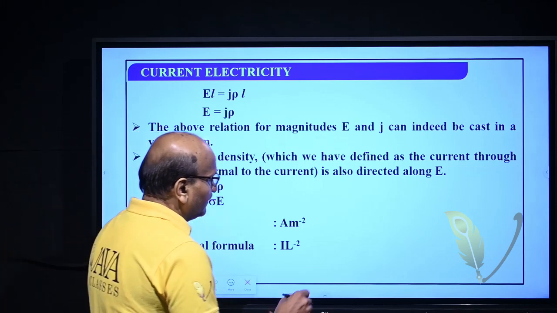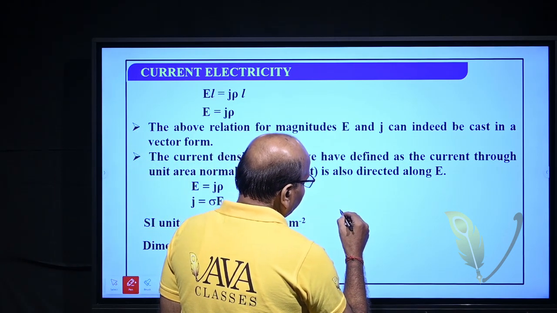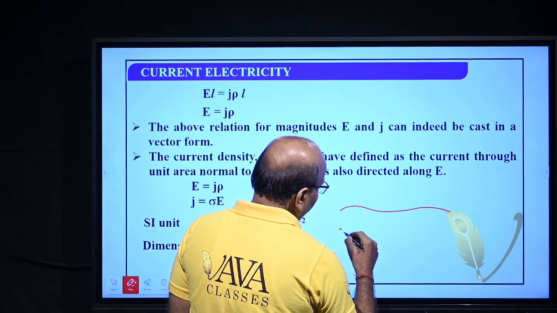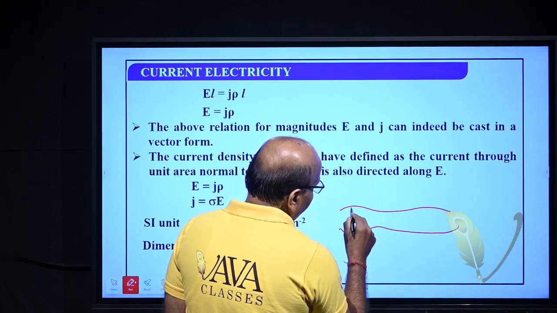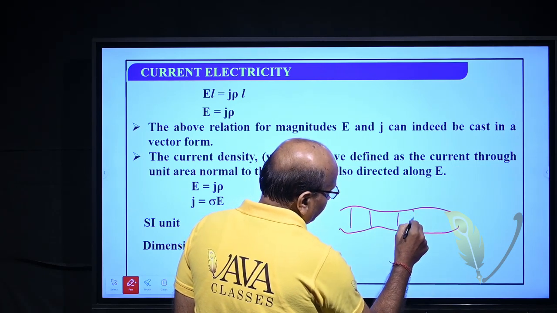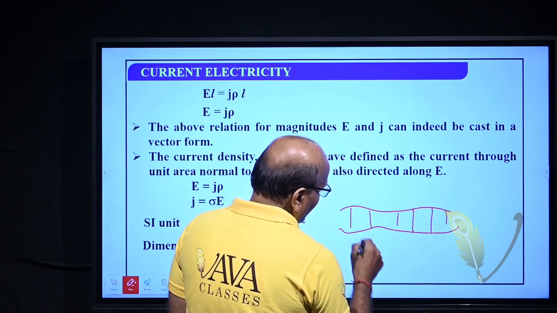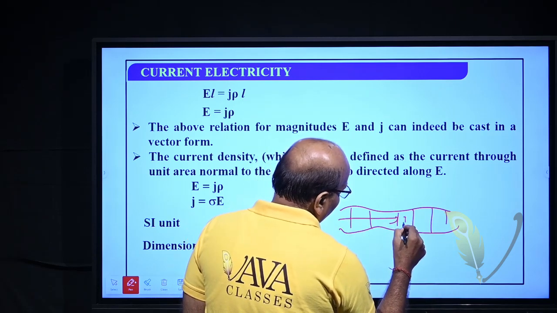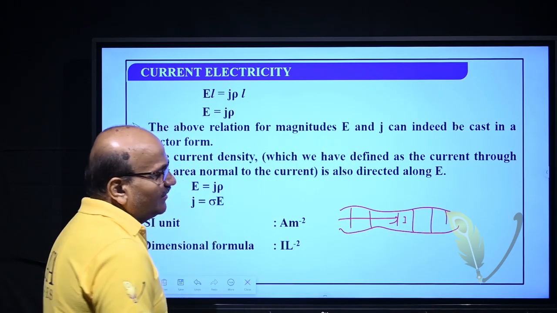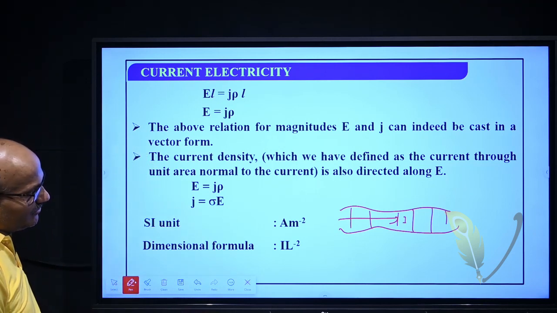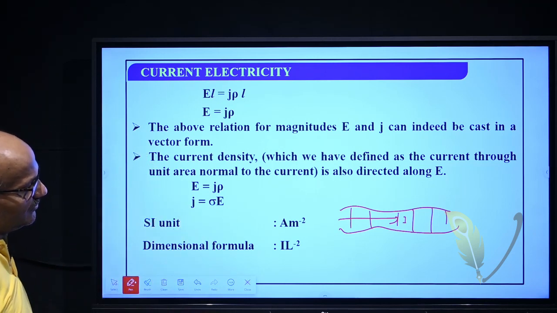And if the conductor is of non-uniform thickness, the current density at different places is different, but the current through the conductor is always the same. So the current is always the same, but for a non-uniform cross section conductor the current density will be different at different places.